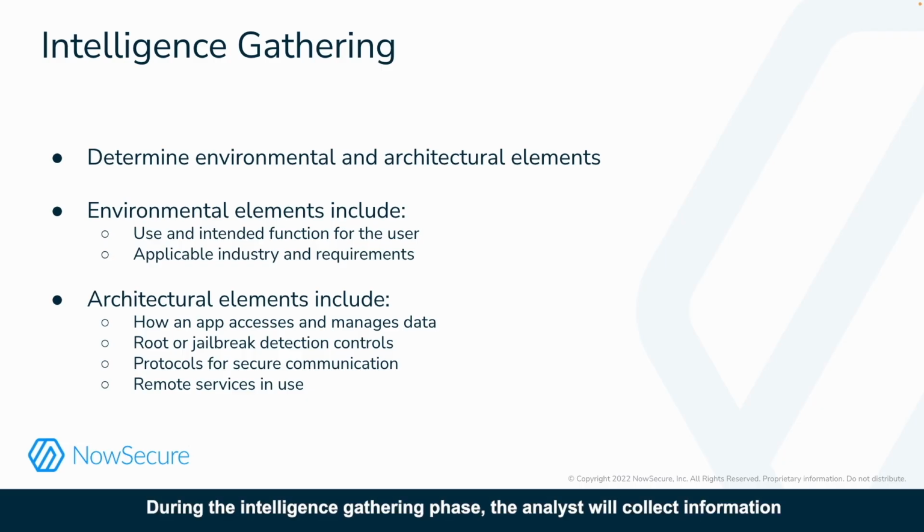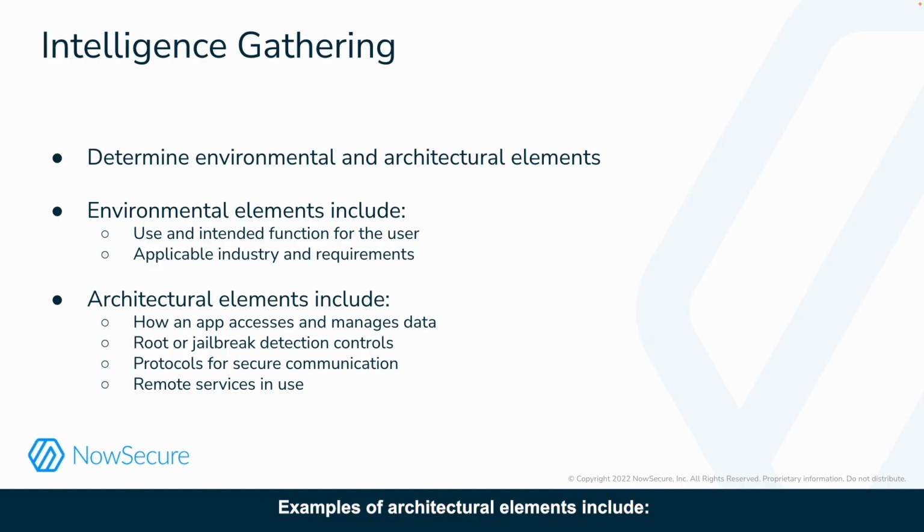During the intelligence gathering phase, the analyst will collect information about the application's architectural and environmental elements. Environmental elements include the use case of the application specific to the organization and the intended functions for the user, and the industry that is applicable to the application. Different industries have various requirements, such as security controls that must be in place.